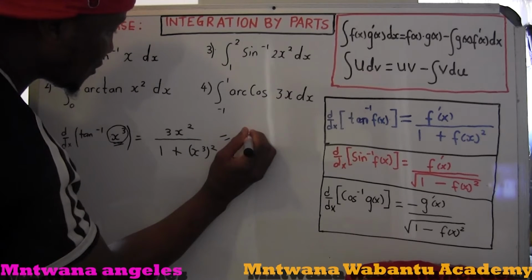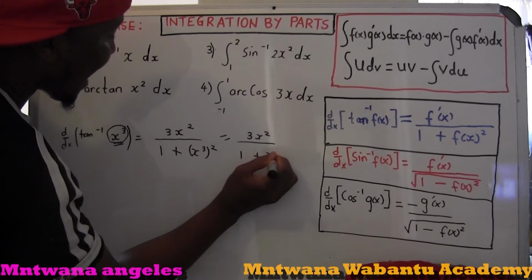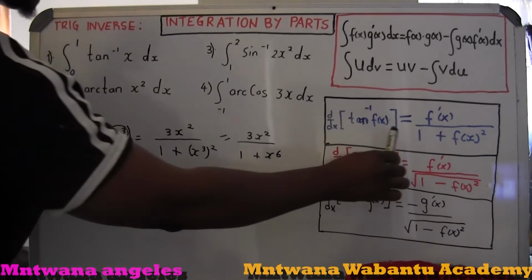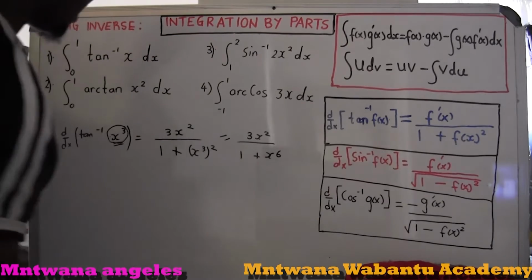So this is going to give you 3x squared over 1 plus x to the power 6. This is the formula: you take your function, differentiate it, over 1 plus the function squared. It's the same with sine.